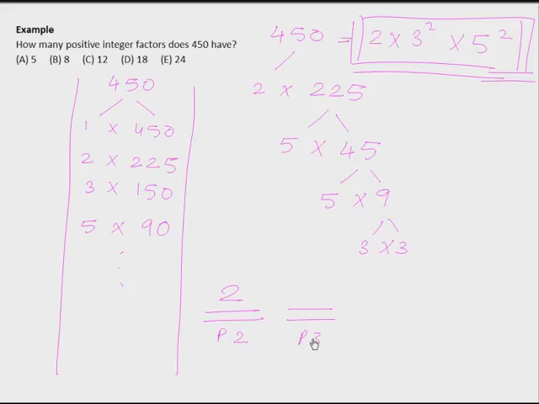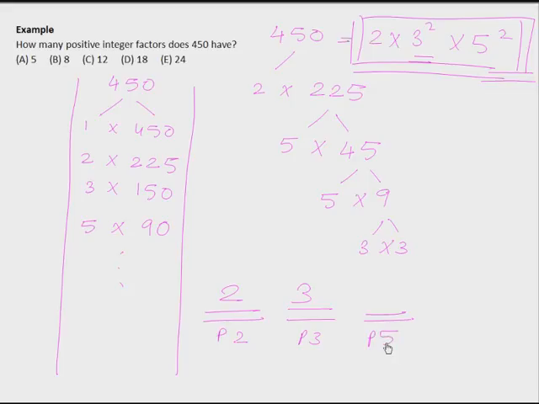How about the prime 3? Well, it's 3 square. So I can leave out the 3. I can take 3. Or I can take 3 square. There are 3 choices for the prime 3. How about the prime 5?